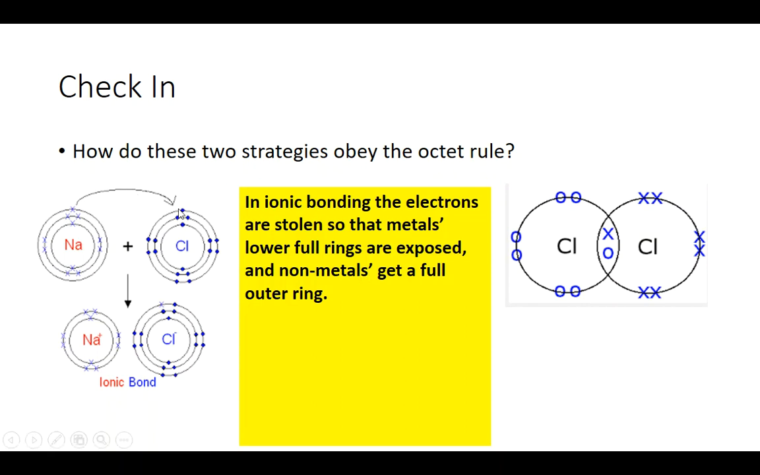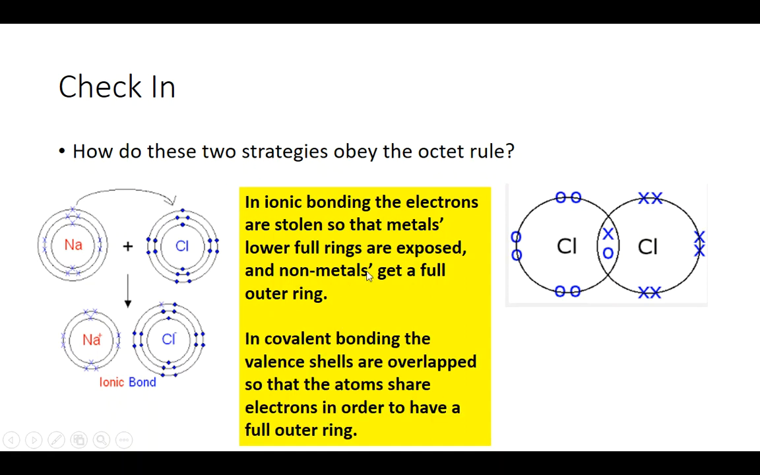Well, when that happens, chlorine takes it and puts it in his outer ring, and now his outer ring is full too. And so by stealing, both of them actually end up happy. For covalent, the valence shells are overlapped, like literally overlapped. They merge them together so that the valence shells are sharing 2 electrons. One is being shared to the other for both atoms. And in this way, they're both able to have 8 electrons in their valence shell.